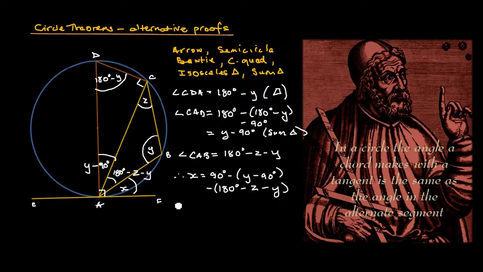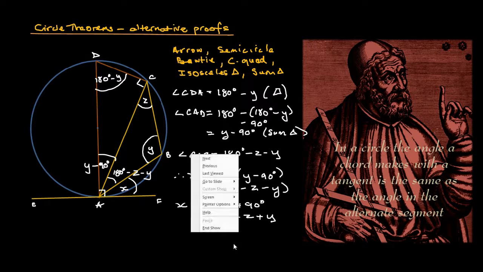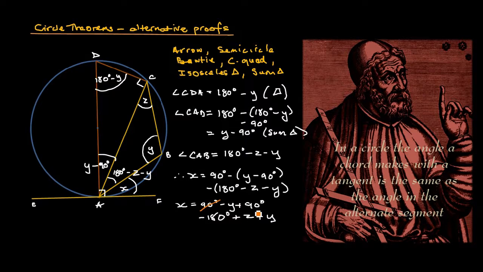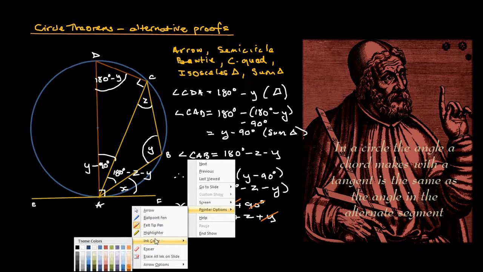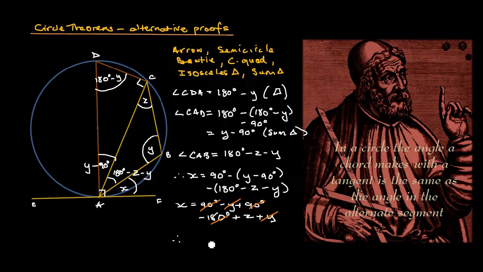Okay, so what have we got? If we expand the brackets now, we've got x equals 90 minus y, and minus times a minus, so plus 90. And then here we've got minus 180 plus z plus y. And hopefully you can see that the 90 plus 90 is 180, minus 180 is going to cancel very nicely, and minus y plus y also cancel, leaving us just with exactly what we set out to prove, the alternate segment theorem, in other words that x equals z, which is the only value we've got left here, so x must equal z, which was to be shown.